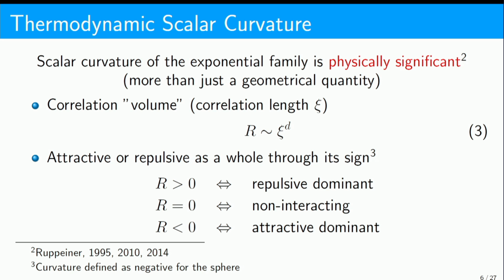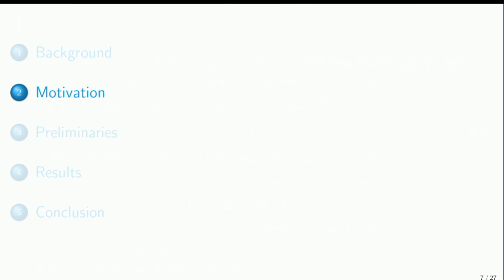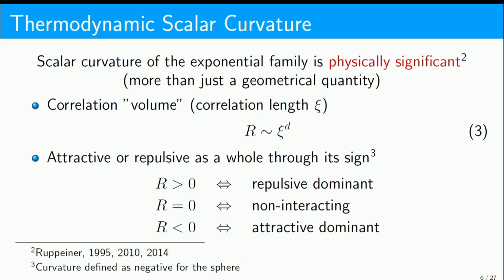And what is important here is that the scalar curvature of the exponential family is physically significant, and means more than just a geometric quantity. For example, the scalar curvature is related to the correlation volume, or the correlation length ξ, of a thermodynamical system with a spatial dimension of d. Yes, and also the sign of the scalar curvature has physical meaning.